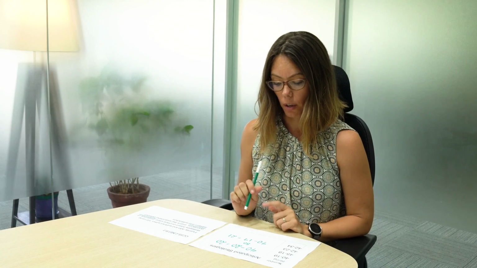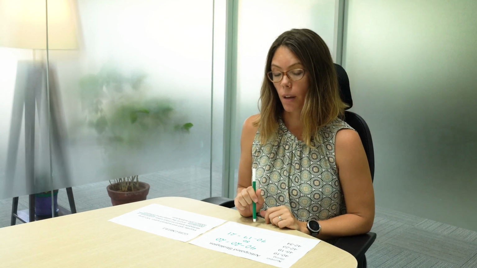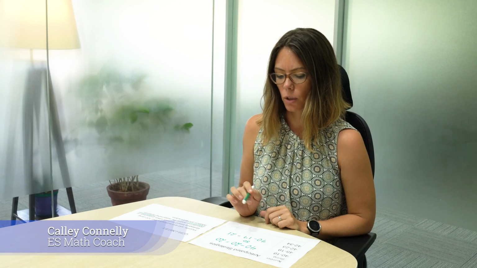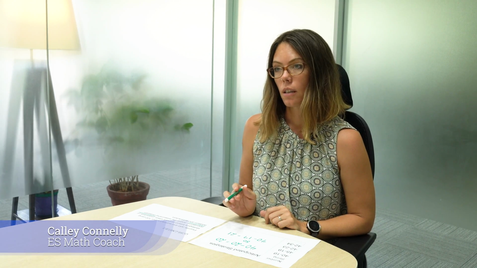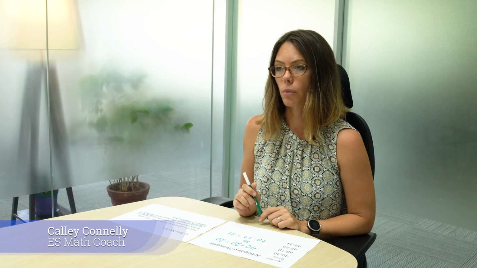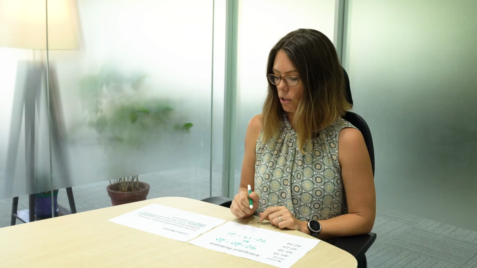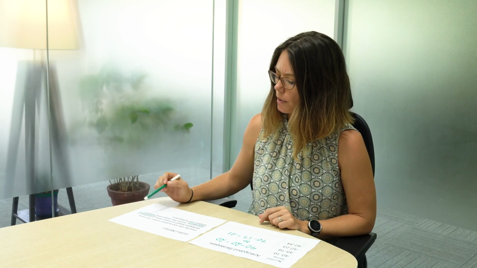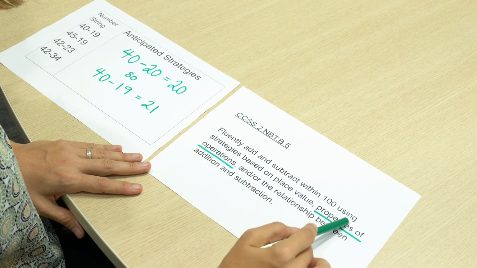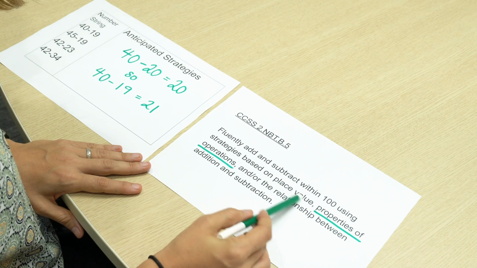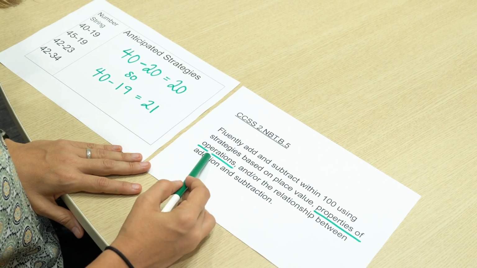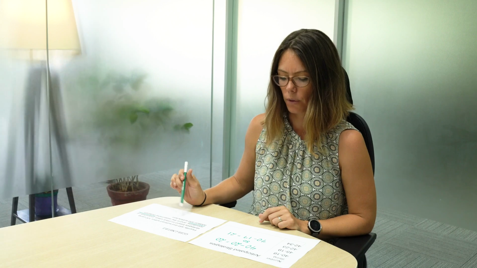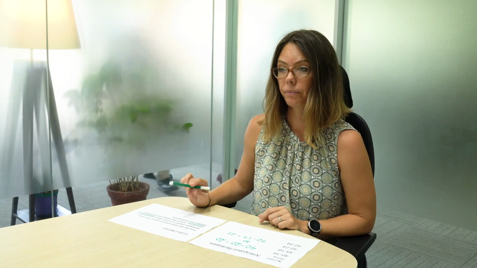So for today's number talk, we are visiting a grade 2 classroom, and it's towards the end of the year. These students have been doing a lot of addition number talks. Today we're doing a subtraction number talk. The focus of this talk is from the Common Core goal to fluently add and subtract within 100 using strategies based on place value, properties of operations, and the relationship between addition and subtraction. This will be 2-digit subtraction.